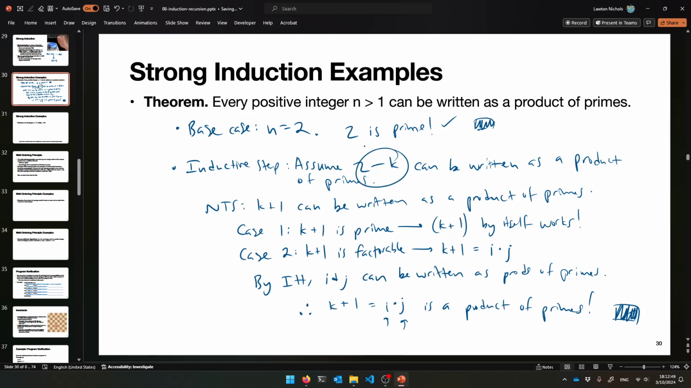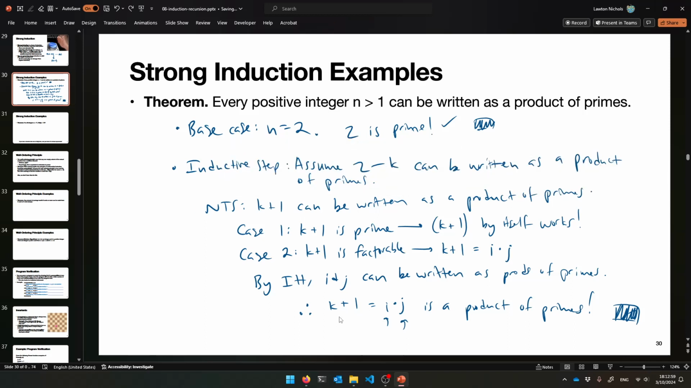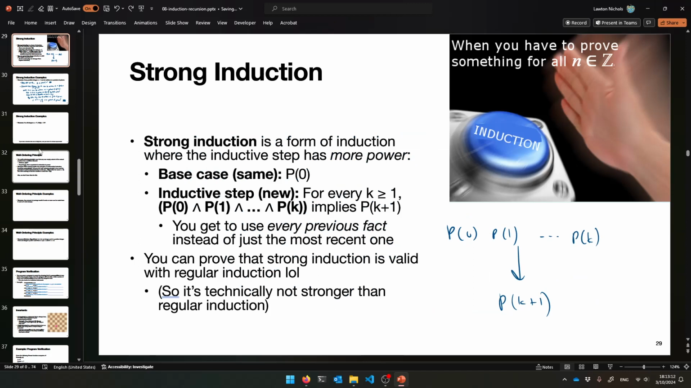So I needed the power of strong induction here because I wasn't sure what my factors were. I needed this inductive hypothesis to apply because it's never going to be just k that was your factor to make k plus 1, right? It's going to be something smaller. And so it has to be a previous thing, and I have access to those previous things through strong induction. So that's beautiful. That's the secret.